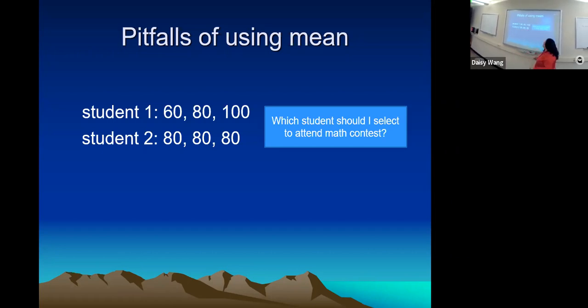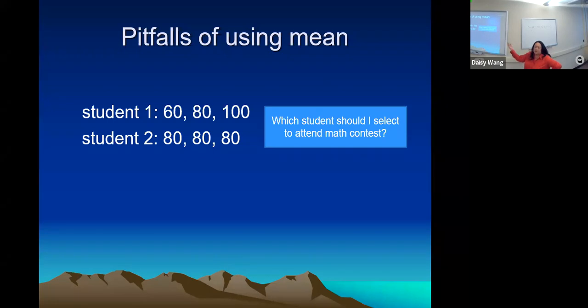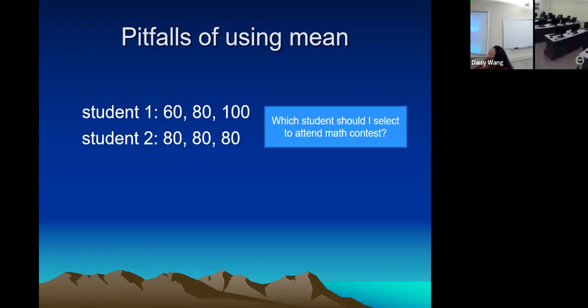80, right? So this tells us when we use the average, both students have an average of 80. But if I need to send one of the students to a competition, which one should I send? Send student 2. Why? They have better grades, even though they still have the same average.